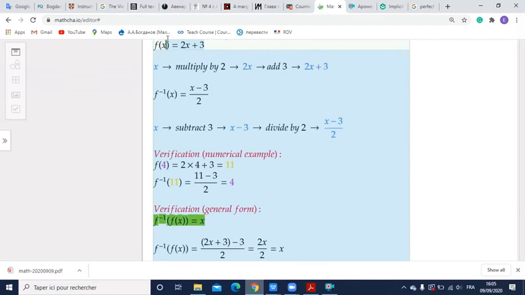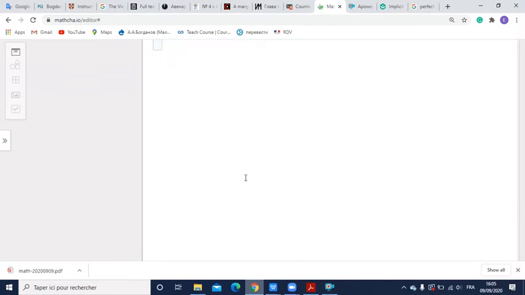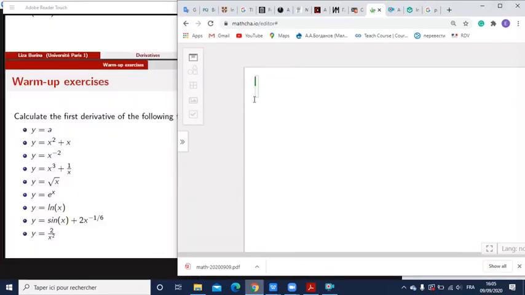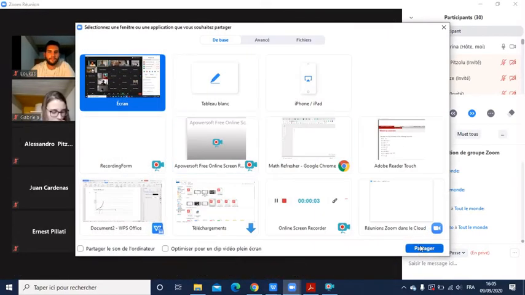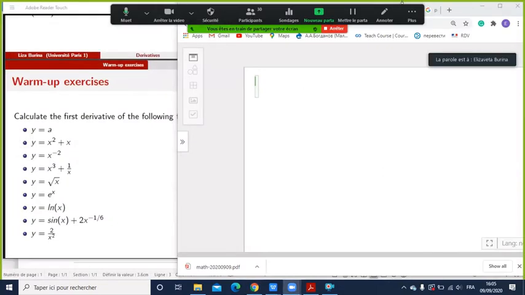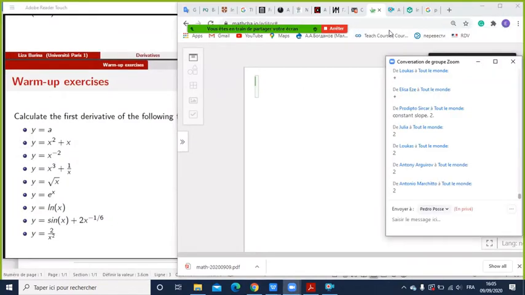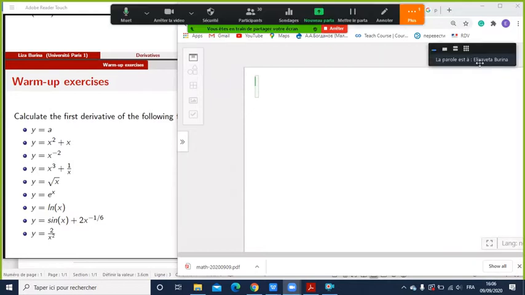Perfect. So now we're back to our favorite framework of two windows. Here you go. Please put pluses if on the left you see warm-up exercises and on the right you see my online thing of matcha. Okay, cool. Thank you very much.